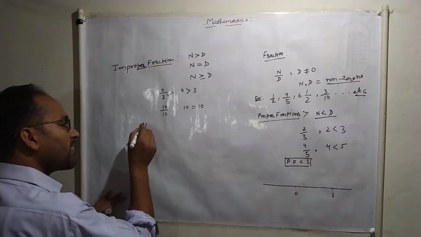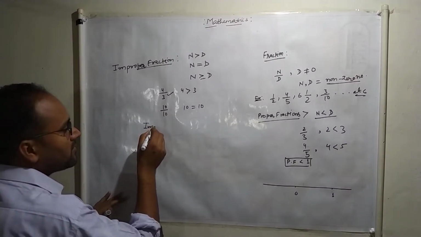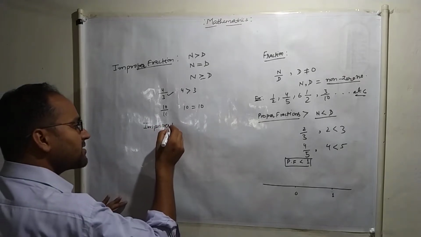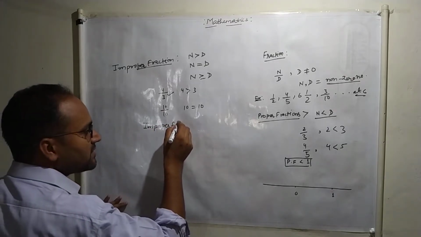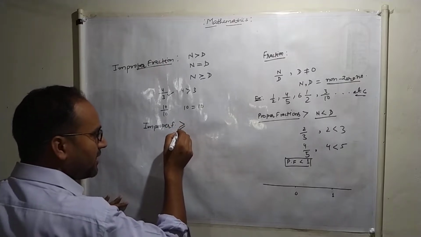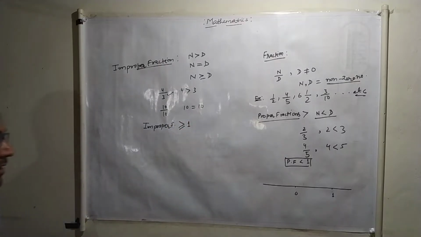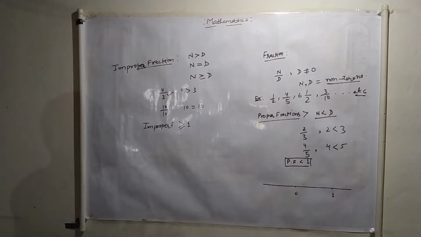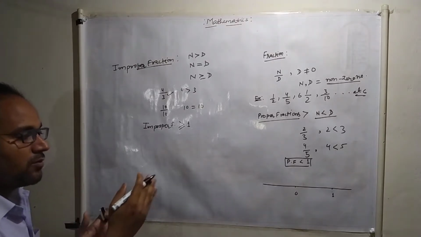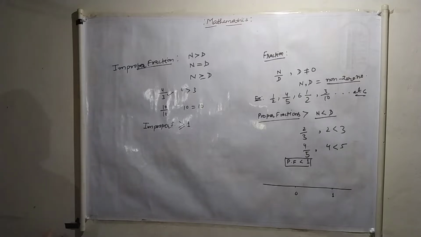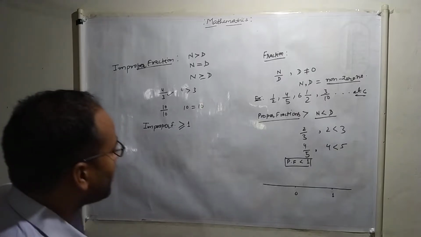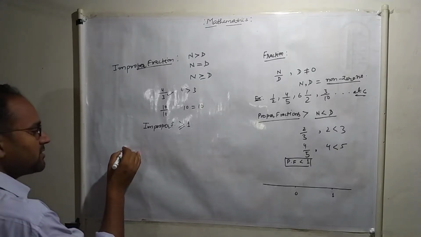And that improper fraction is always greater than or equal to 1. If you are representing an improper fraction on a number line, it is always at or after 1. Mixed fraction is a combination of a natural number together with a proper fraction.